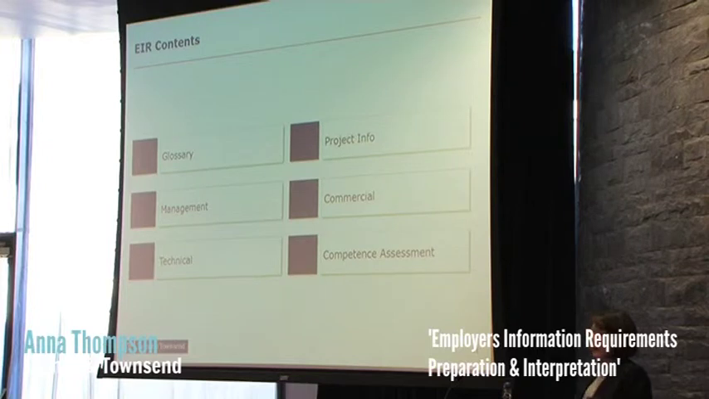What should be in the EIR? What does a standard contents page look like? Well, the EIR includes the following as a minimum. So you've got your project information and your glossary, but there are three sections really: technical, management, commercial, and then the competency assessment. Within PAS 1192-2, the competency assessment falls within the commercial section.